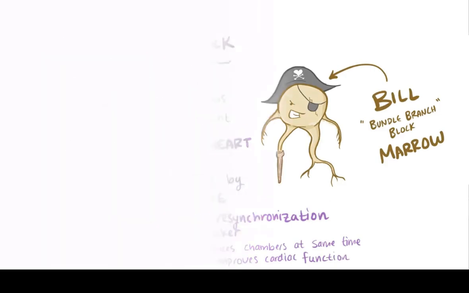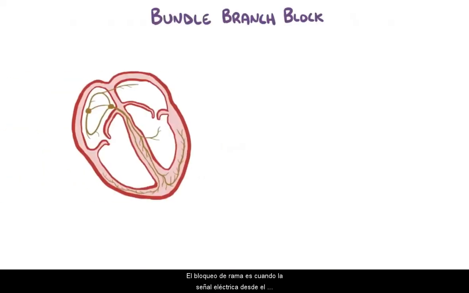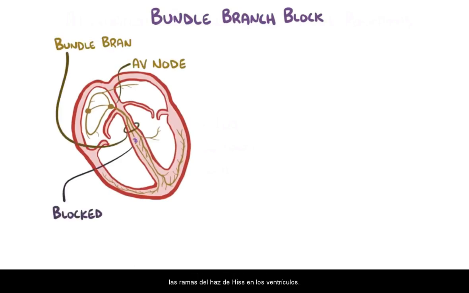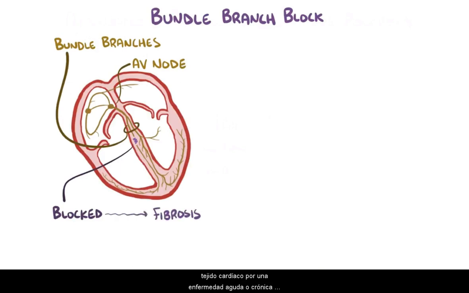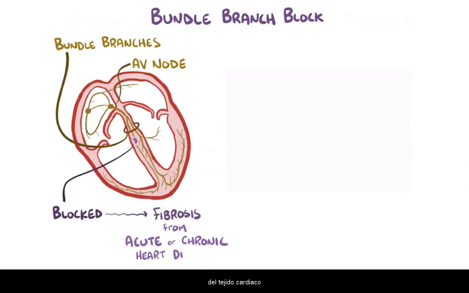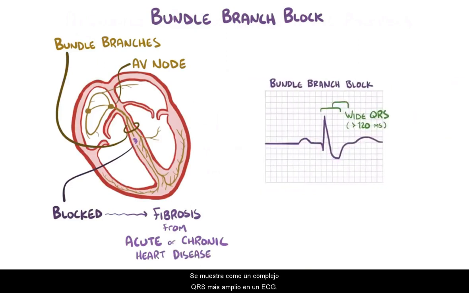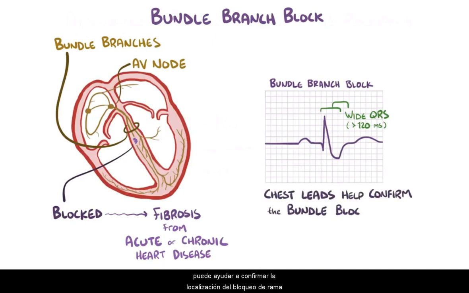Alright, as a quick recap. A bundle branch block is when the electrical signal from the AV node gets blocked or delayed along one of the bundle branches in the ventricles. It's usually caused by fibrosis of heart tissue from acute or chronic heart disease. It shows up as a wider QRS complex on an ECG, and using chest leads on the ECG can help confirm the bundle block's location.